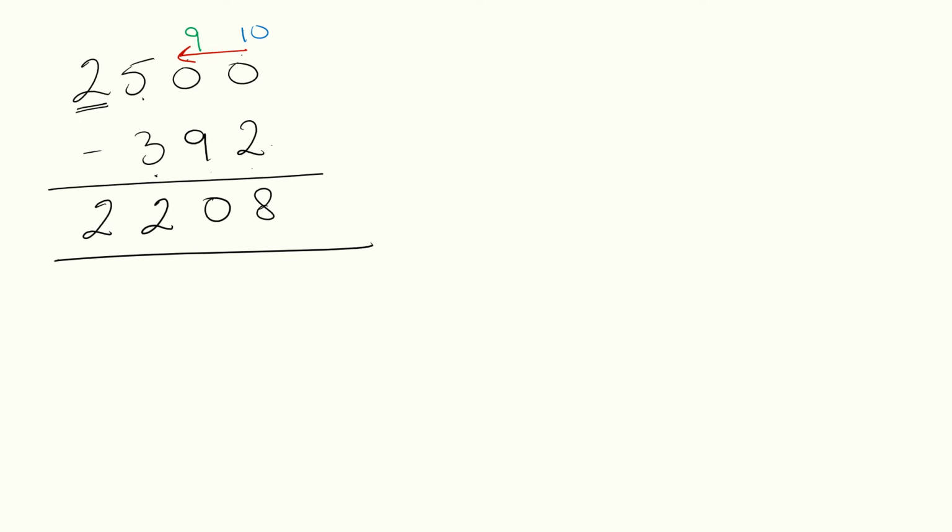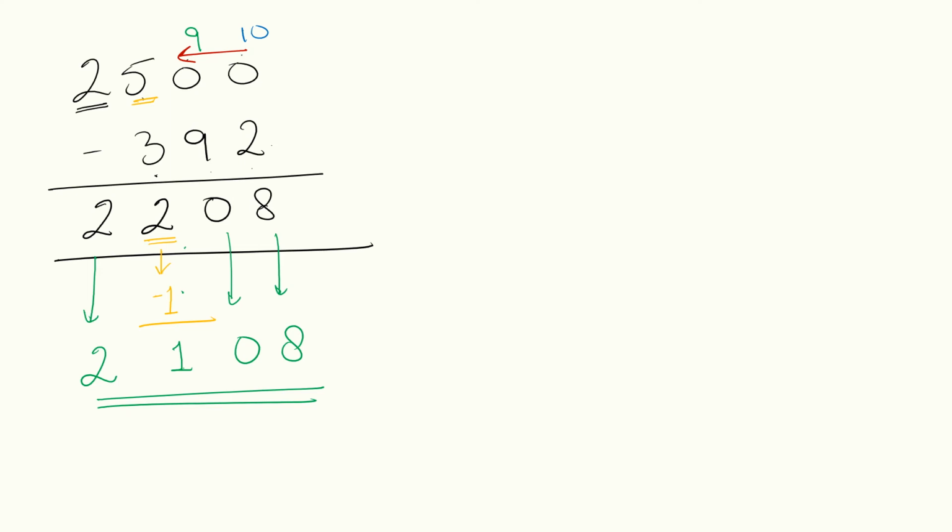Now, if we remember from the previous example, we have to subtract 1 from the number that is next to 0, which is 5. We already got the answer 2 here, so we will subtract 1 from this 2. 2 minus 1 is equal to 1. We will write down the other digits as is. So 2, next 1, 0, and 8. So our final answer is 2108.